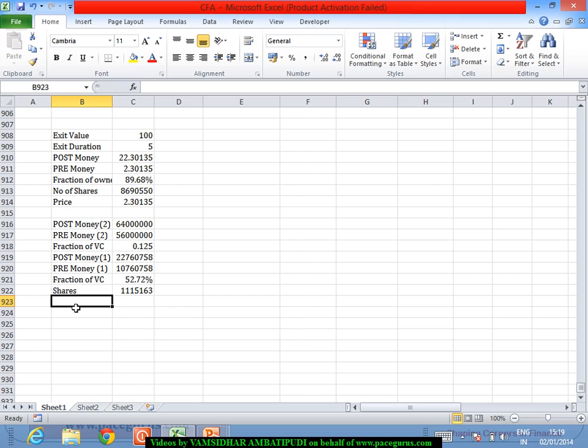So based on this, if I want to find out the price at the end of the first period, it is coming out as the investment amount, which is 12 million divided by the number of shares. So in this case, it is working out that the share price is around $10.76 per share.